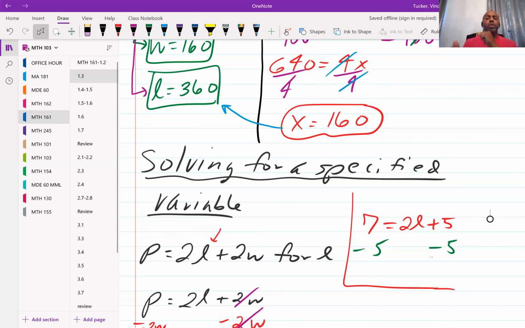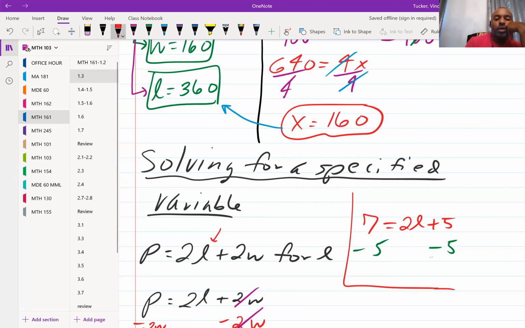So we're solving for a specified variable. Your goal is to get that variable by itself. They will let you know. They'll give you a problem that has more than one or two unknowns, so you're not going to get a solid answer, like x equal to 160. You will have your variable equal to whatever expression is left on the other side. So your goal is just to get that variable by itself. Also, keep in mind that every variable that you see represents a number.